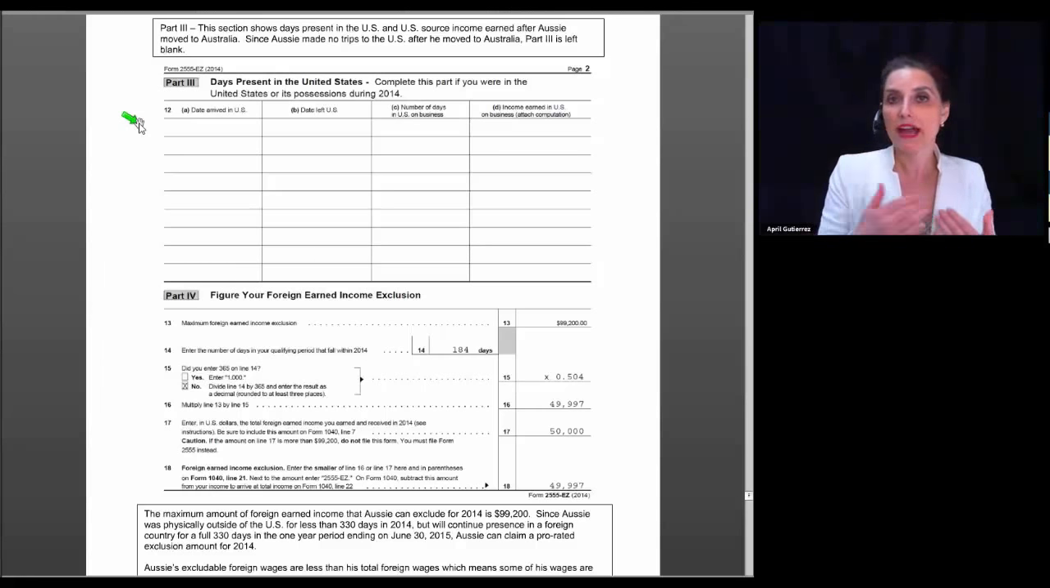But if he came back to the United States briefly during his period of absence, then any days he traveled to the United States during that 330-day period would be entered here.